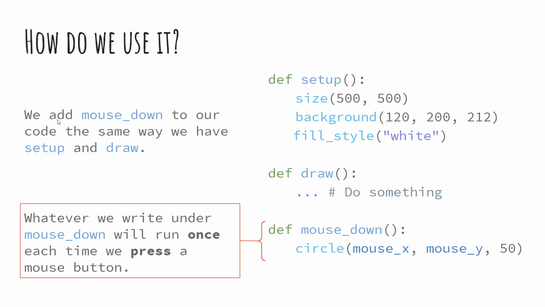So let's go for a quick example. We add the mouse underscore down to our code the same way we do for setup and draw. The def setup function is over here, with a size, a background, and a fill style. Now, for mouse underscore down, rather than typing it inside the draw function, we want a circle to be formed on a mouse click with mouse underscore x and mouse underscore y. So whatever the position is, the x coordinate and the y coordinate, with a diameter of 50.